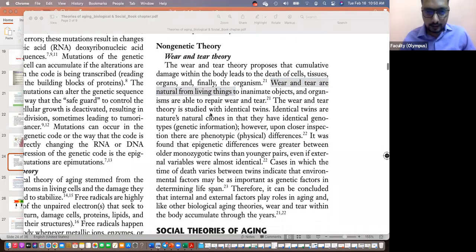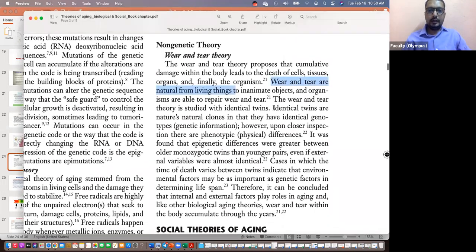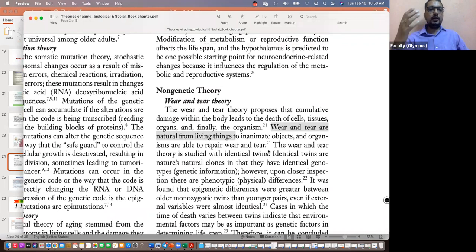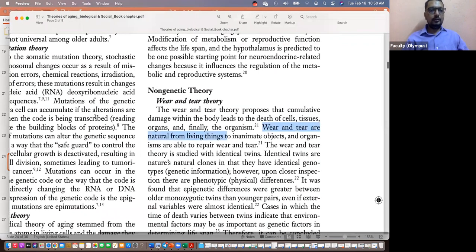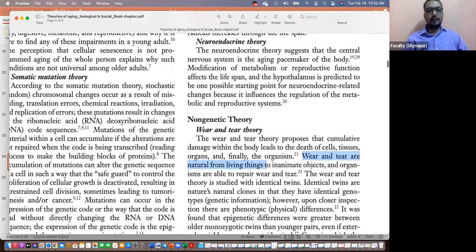So the wear and tear theory has been studied in identical twins. Identical twins are studied for various such aspects of how wear and tear can increase or show differences in them. Okay, so this is a non-genetic theory. Here it is not a genetic component or cell component that is leading to this problem, but regular usage of the various parts of our body can lead to this. So these are some biological theories of aging.